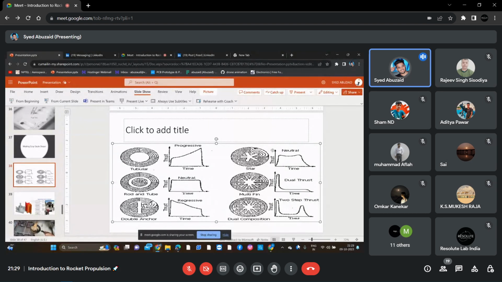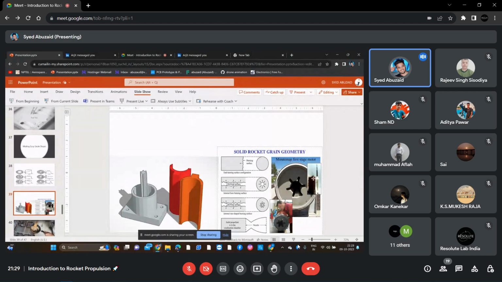These shapes are used in hybrid rocketry. Okay, so how are they making them? They are making them like this. I'm just showing you, this is the way. This is the molding function they are using inside the rocketry.